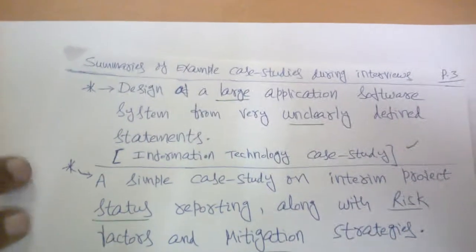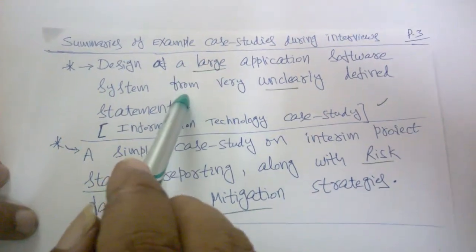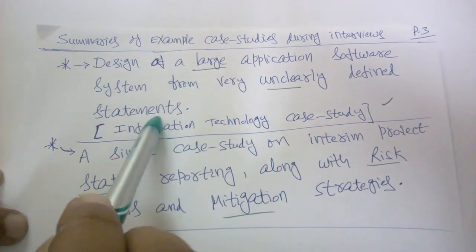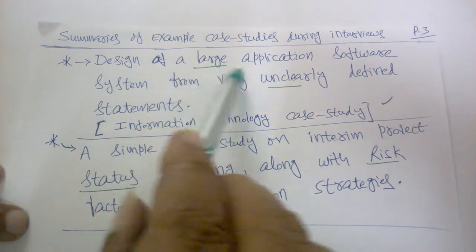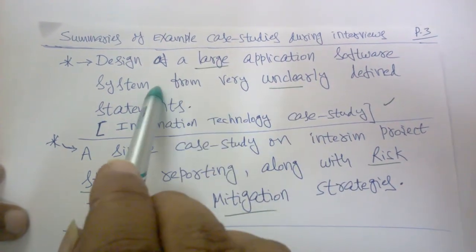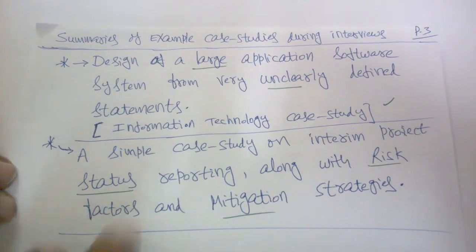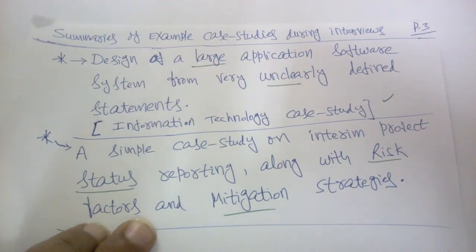Now, from information technology specific case studies, one can expect many case studies. This is one example of a summary. It asks for designing a very large application software system from very unclearly specified statements. So this is an example of an information technology related case study.